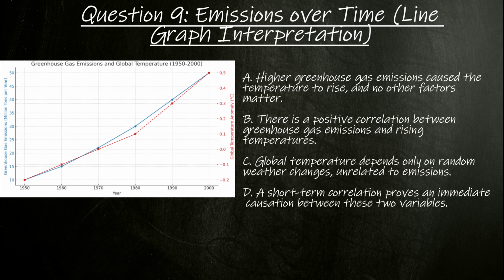Notice the question asks about the most accurate conclusion from two rising trends. Pause and ask yourself what conclusion the data most accurately supports. The correct answer here is B. There's a positive correlation between emissions and temperatures. It acknowledges the data without overstating causation. Option A incorrectly assumes direct causation without other factors. Option C ignores evidence, and D assumes immediate proven causation without sufficient evidence.